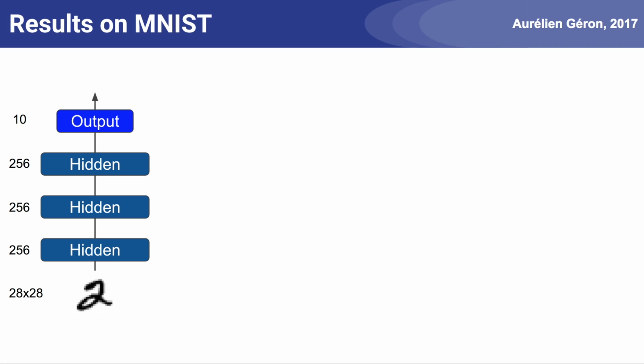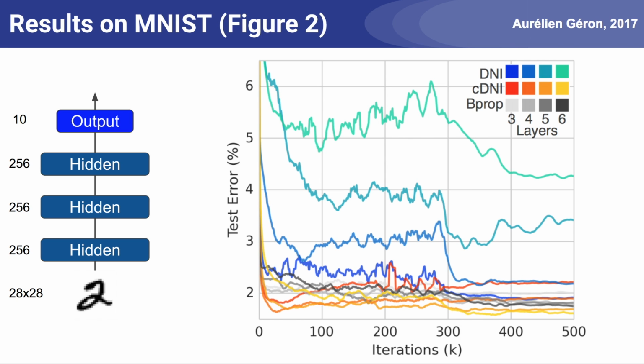So in the paper, they experimented with the MNIST dataset of handwritten digits using various architectures and training methods. In particular, they used this fully connected network with 3 to 6 hidden layers of 256 neurons each. They used batch normalization and the ReLU activation function at each hidden layer. And here's a graph presented in figure 2 in the paper.